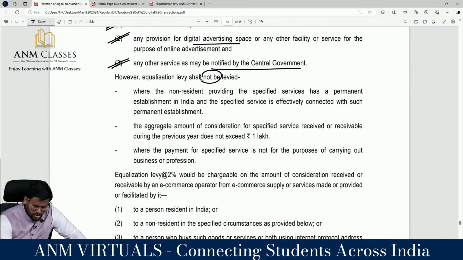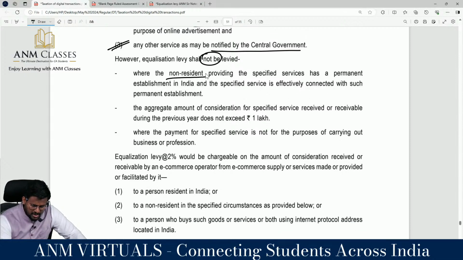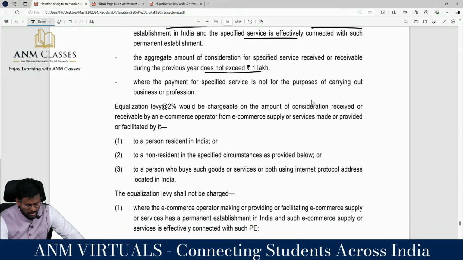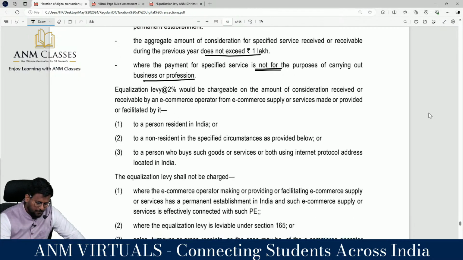However, equalization levy shall not be levied where the non-resident providing the specified service has a permanent establishment and the specified service is effectively connected with such permanent establishment. Or where the aggregate amount of consideration for specified service received or receivable during the previous year does not exceed the threshold. Or where the payment for specified service is not for the purpose of carrying out business or profession.